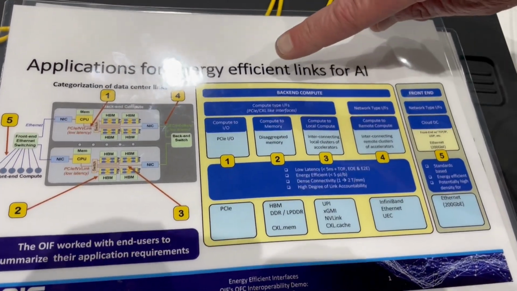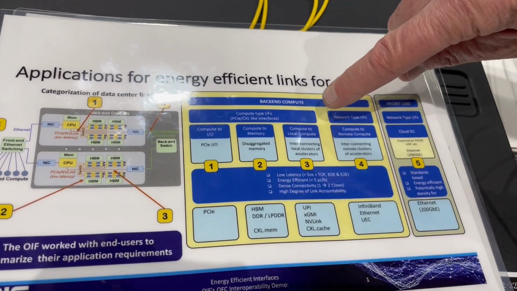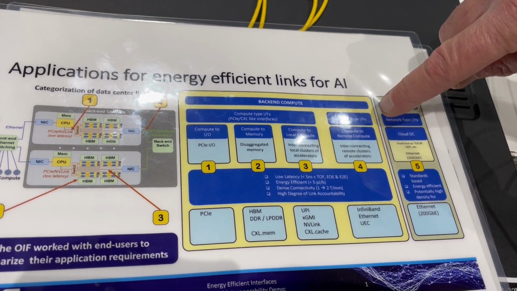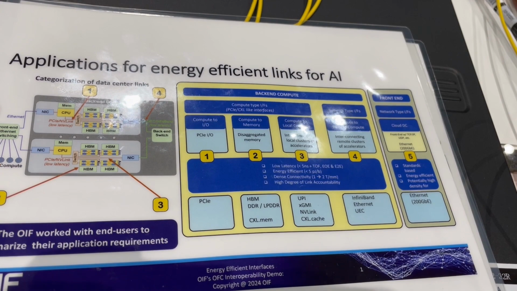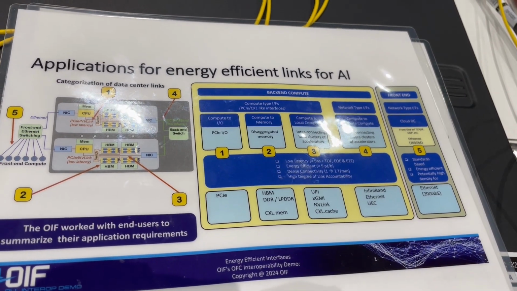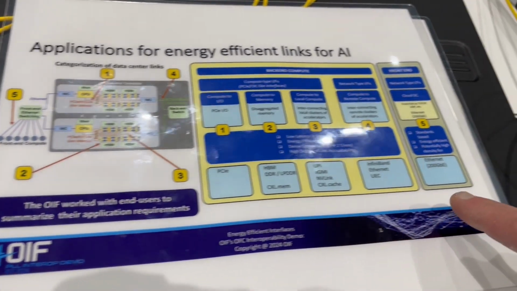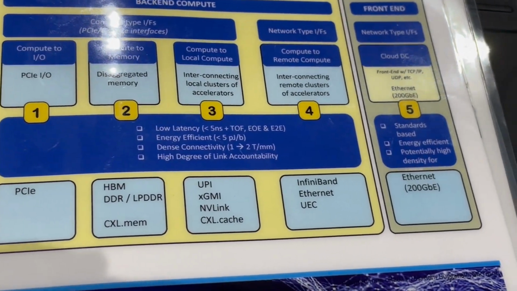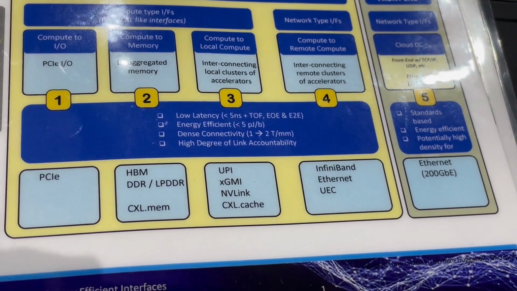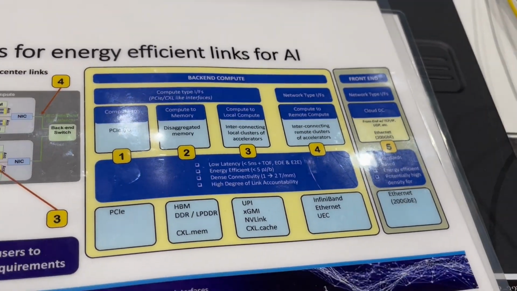You can see there's the compute to I/O, compute to memory, compute to local compute, compute to remote compute, and these are all low latency interfaces we use for the back end, and you'll see some specifications. At the bottom are the kinds of standards people are using today. So you see the standard InfiniBand, NVLink, UEC and CXL and all that stuff. Yeah, so those are all the different interfaces.